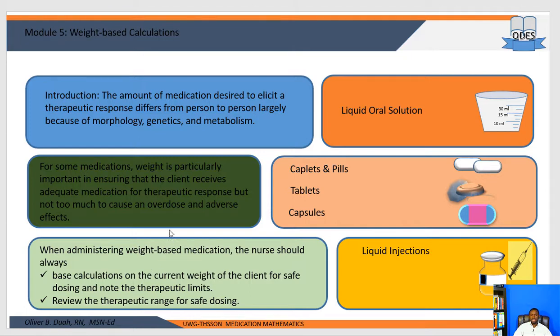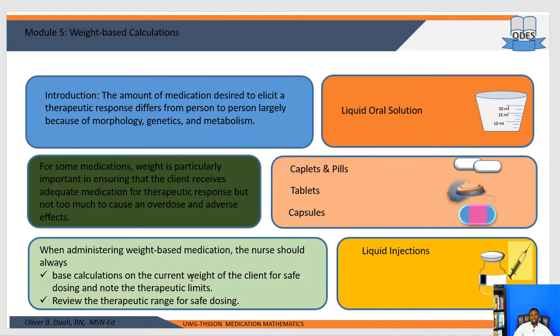For some medications, weight is particularly important in ensuring that clients receive adequate medication for therapeutic response, and also to avoid an overdose which will result in adverse reactions or adverse effects.